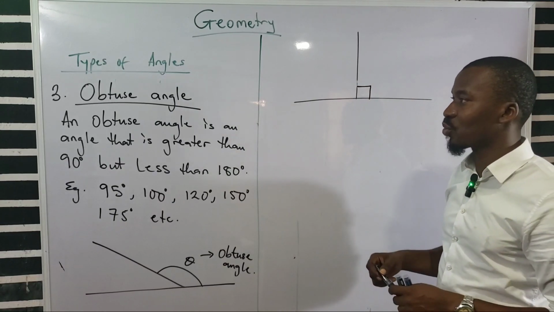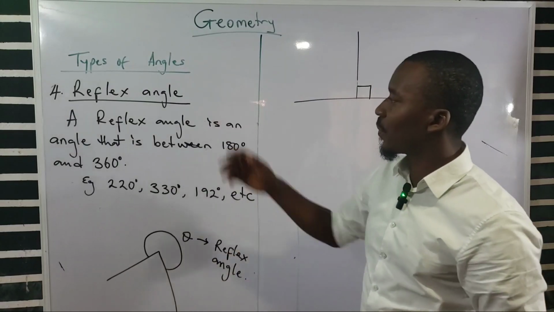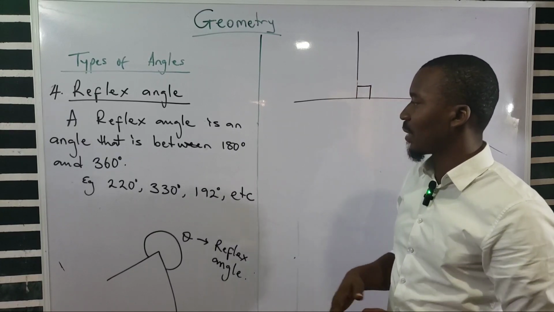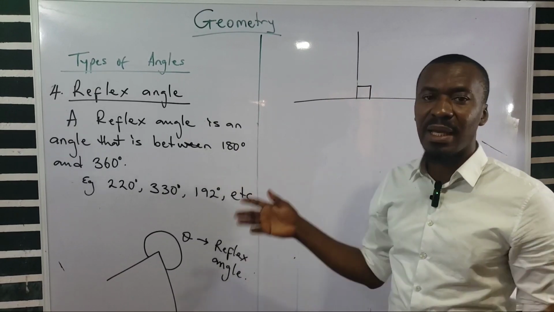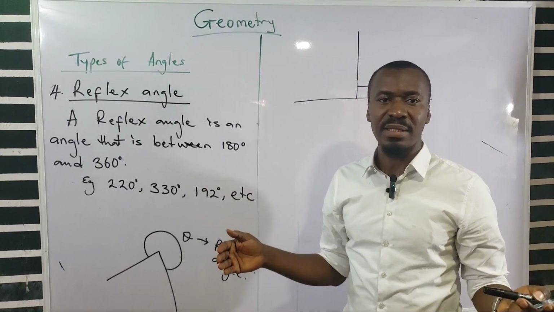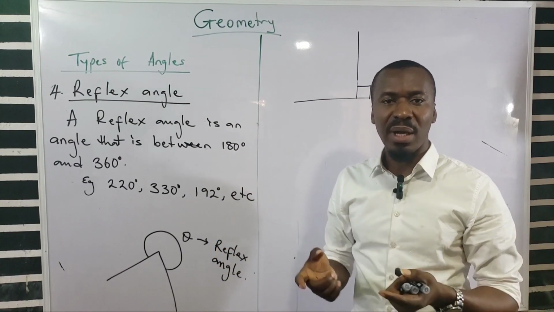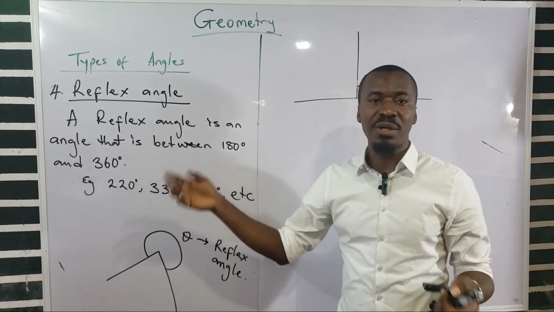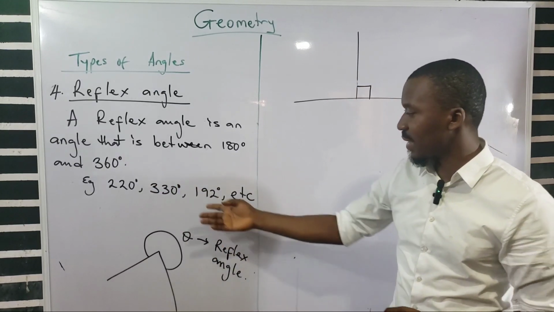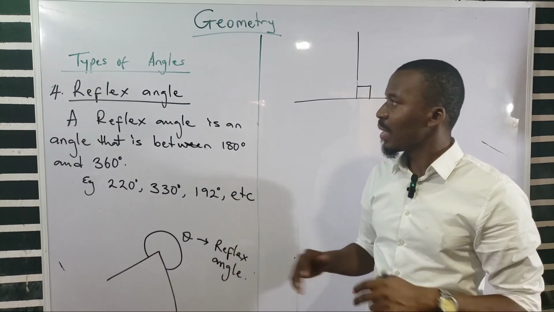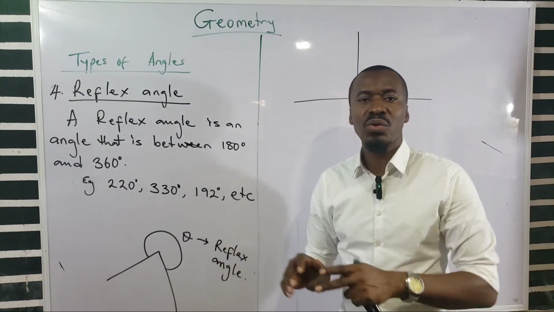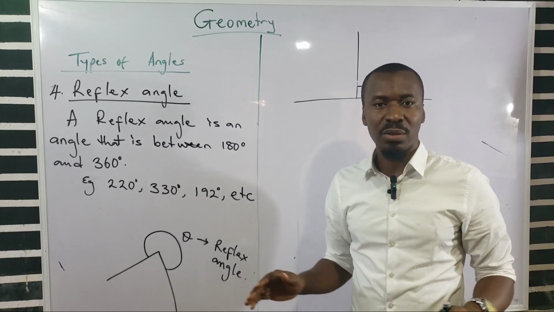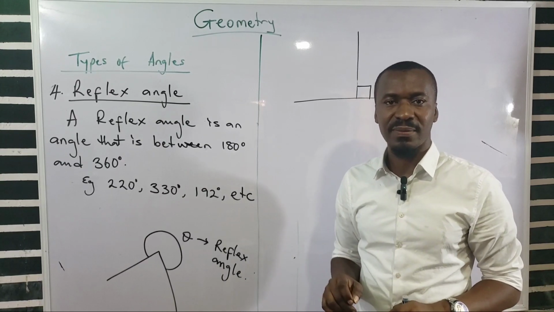So let us look at the fourth one. The fourth and last type of angle is what we call a reflex angle. A reflex angle is any angle between 180 and 360. So any angle that is more than 180 but definitely less than 360 will give you a reflex angle. That's the example of a reflex angle. Now, after this, we are going to look at the theorems of angles. That's what we are going to look at next.